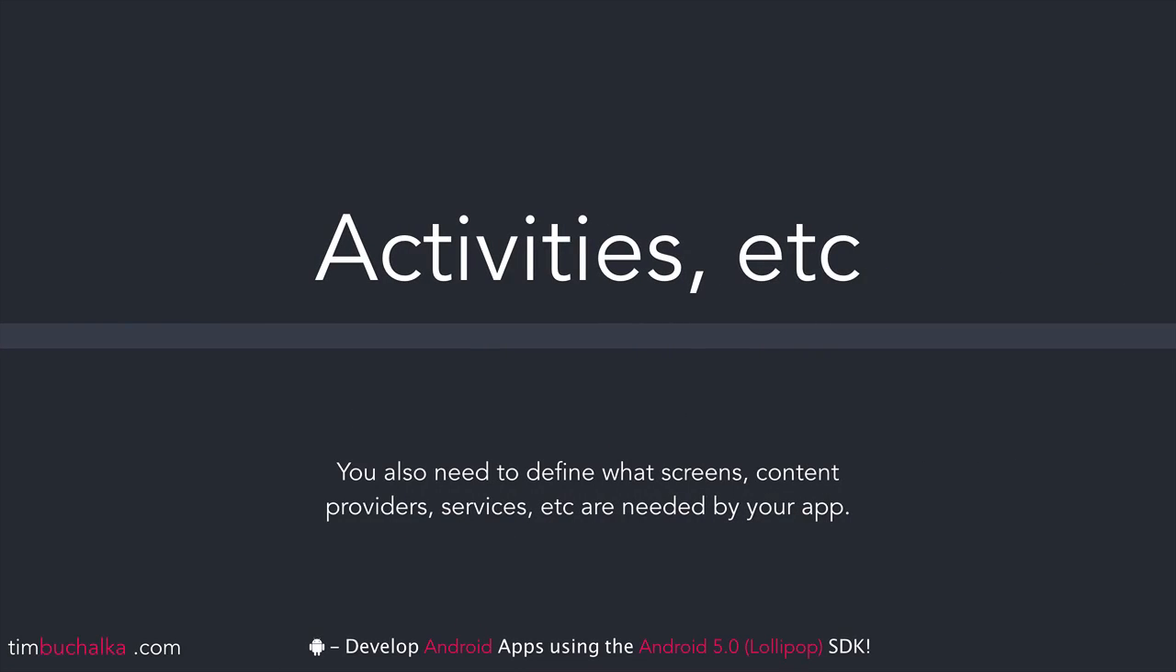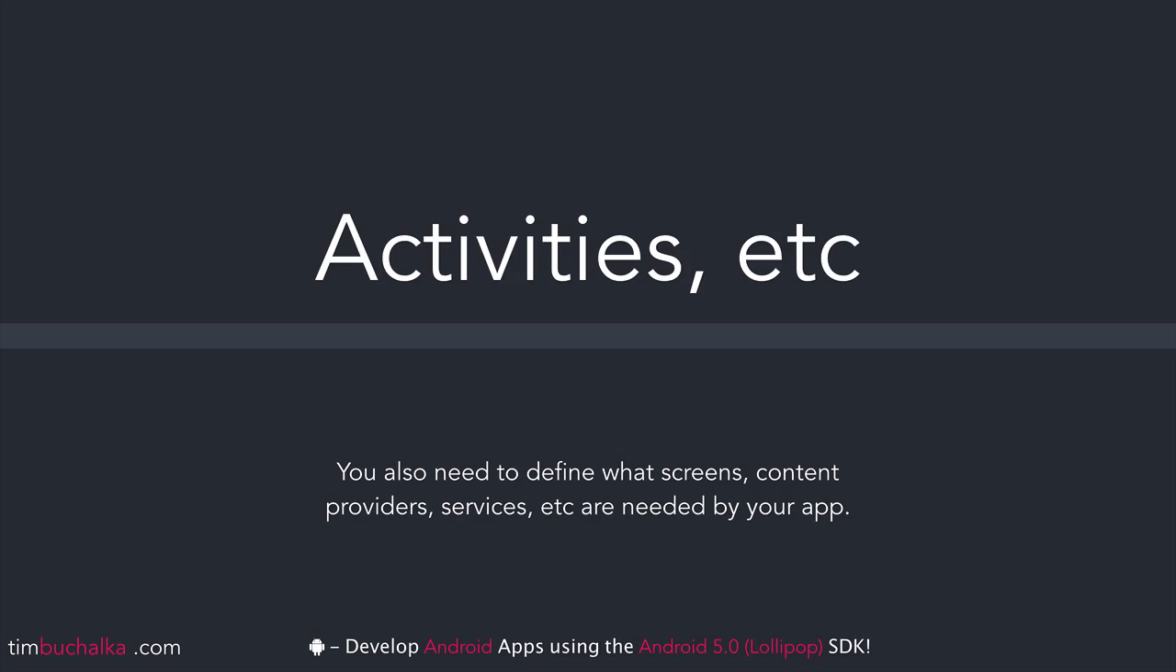You also need to define what screens, content providers, services, etc. are needed by your app. By default, your app cannot access any of these things, and the Android manifest file really summarizes in one place what your app needs. This is especially useful when you go to get your app installed by someone on their Android device.